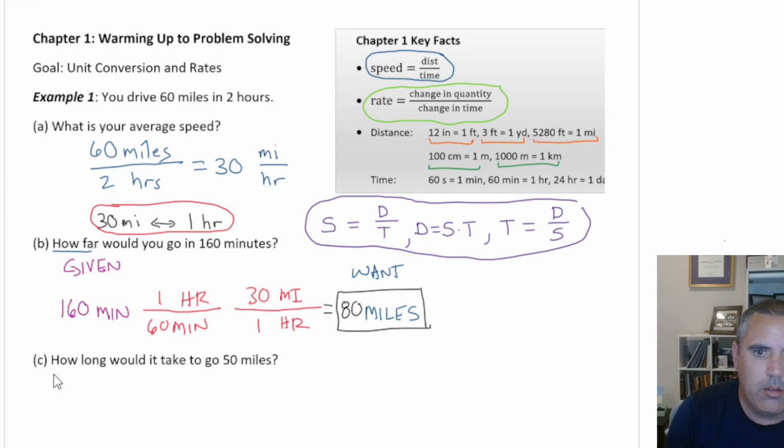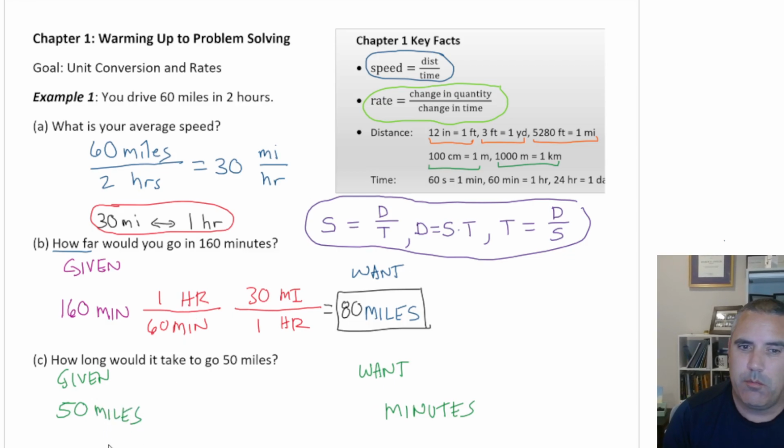Okay, how long? That's time. So we want time. Now the question doesn't specify what we want. Let's pretend that I said I wanted minutes. And I did this one in class, but I wanted to give us one. And what did they give me? They gave me distance. So we need to somehow get from 50 miles to the number of minutes.